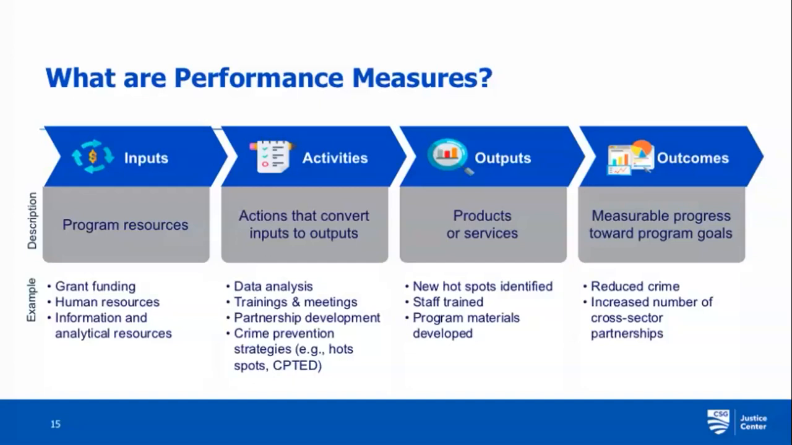We get personnel information through a variety of questions about cross-sector partnerships and community participation. Activities are the actions that convert inputs to outputs that eventually result in measurable progress towards your program's goals. These can include things like trainings, meetings, partnership development, data analysis, and strategic planning. Outputs are the countable products or services that result from these actions.